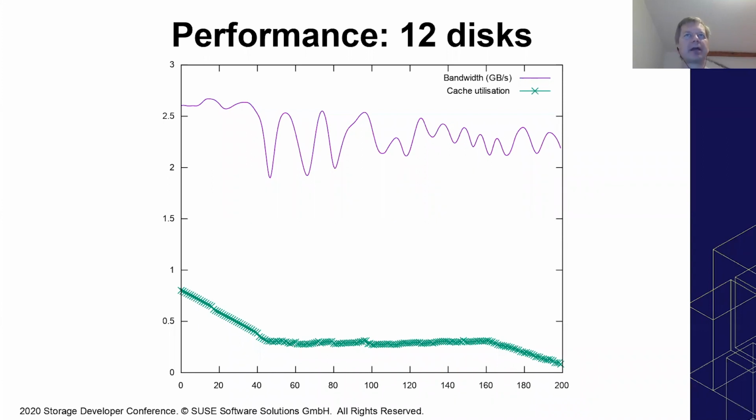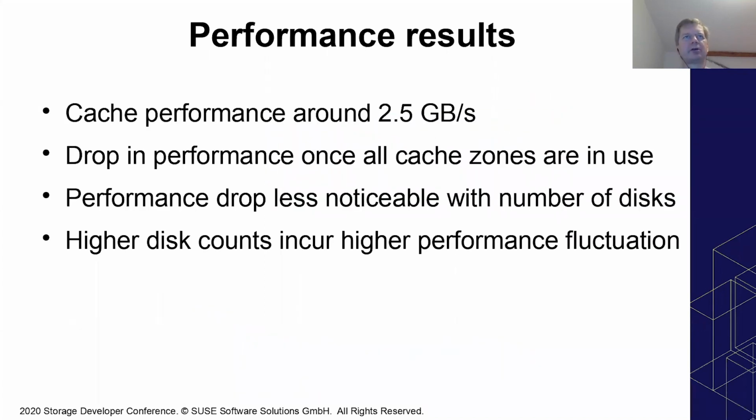And again, the overall cache performance is still down, so we are now with the cache performance of around 2.2 gigabytes per second. So overall, we do see quite good cache performance of around 2.5, or depending on the scale, 2 gigabytes per second. And there is, as expected, a drop in performance once all cache zones are in use.